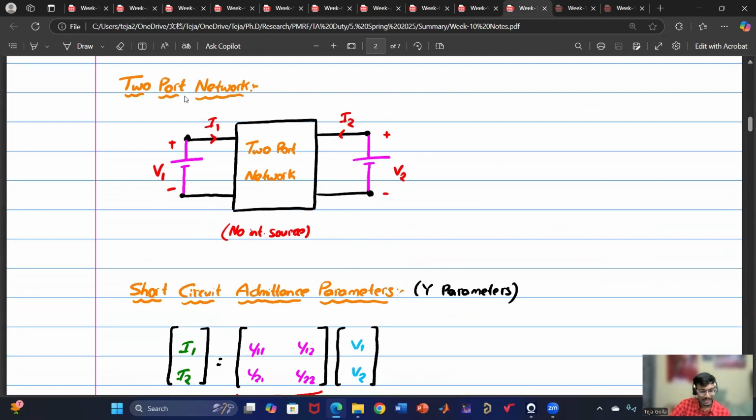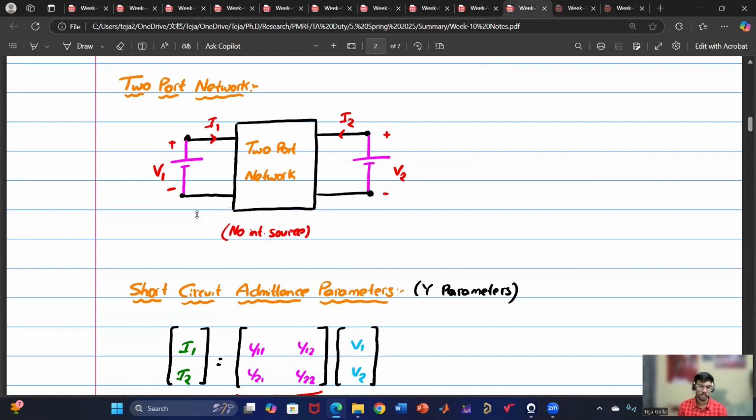Then in two-port networks, this is the convention that we have been following. And I have also asked you to remember this because this is the voltage polarity and this is the current. Currents are entering in both the ports. This can be input, this can be output, or this can be input and this can be output as well. So we have discussed four parameters.